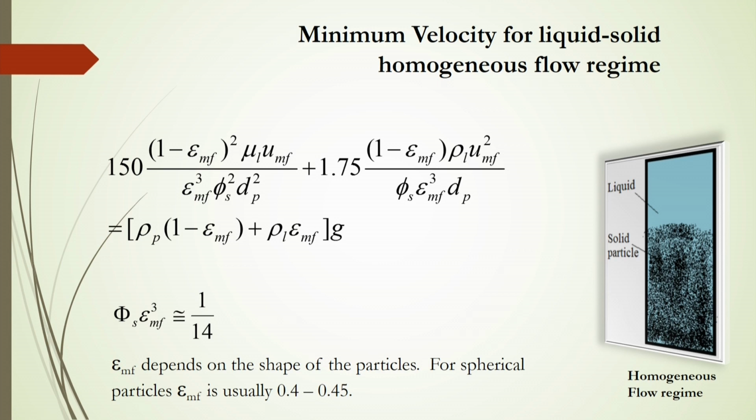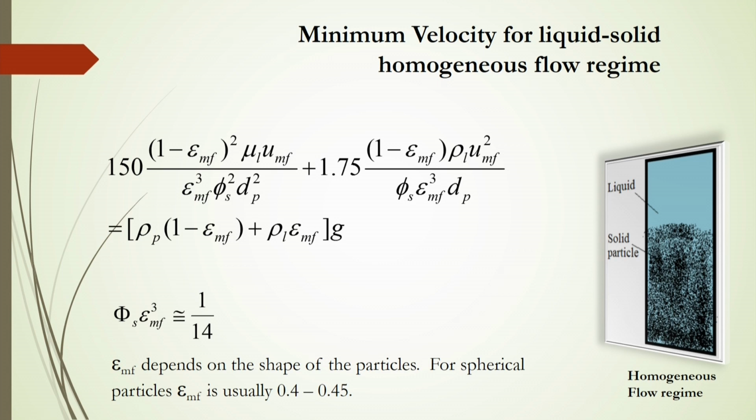Now, of course, it has been discussed what should be the minimum velocity for a gas-solid fluidization system in a particulate bed, which we have already obtained from the balance of frictional pressure drop to the weight of the bed. In the same way here also, we can get the minimum velocity for liquid-solid homogeneous flow regimes for this liquid-solid system.